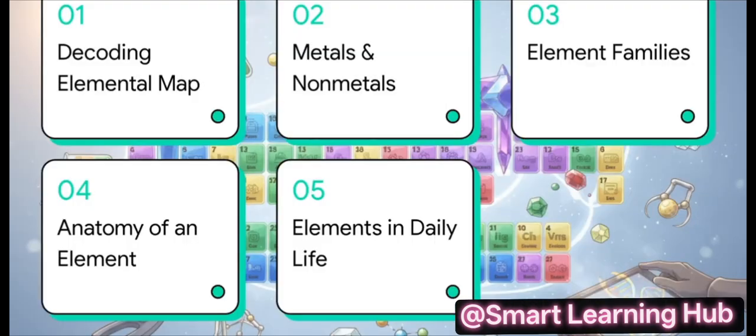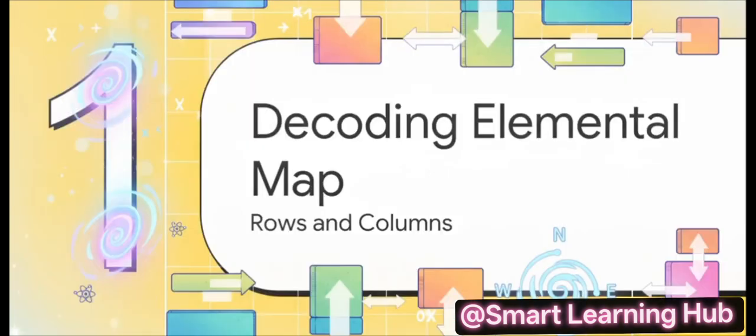Okay, let's dive into our roadmap for today. We'll be breaking this chart down into 5 main regions: decoding the elemental map, exploring the metals and nonmetals, meeting the element families, dissecting the anatomy of a single element, and finally, spotting these elements in our daily lives. Starting off with Section 1, decoding the elemental map.